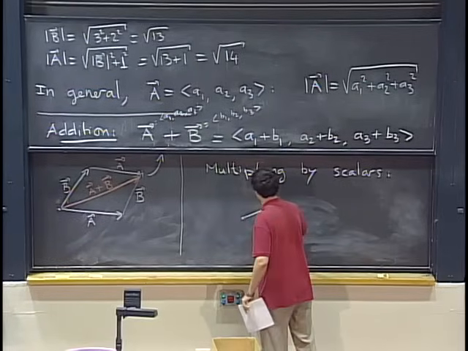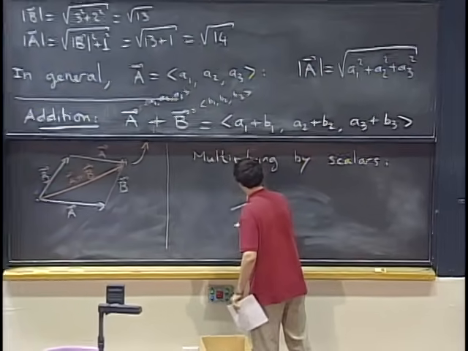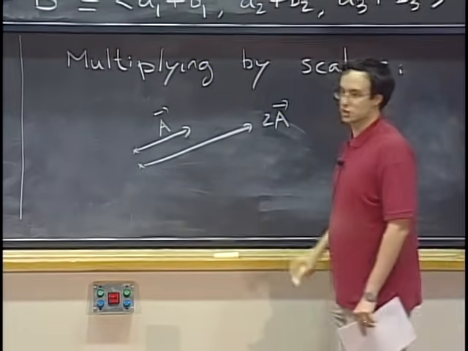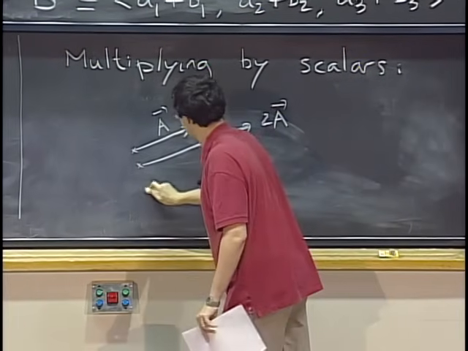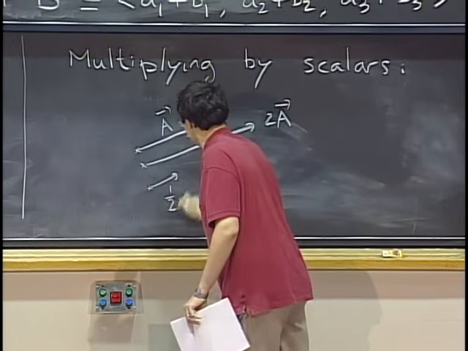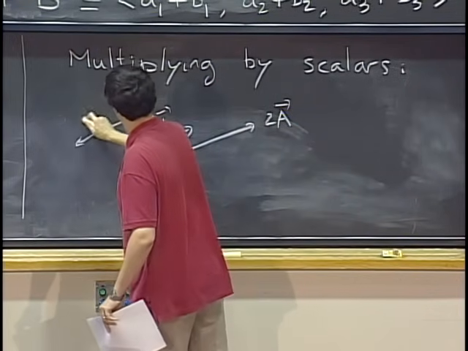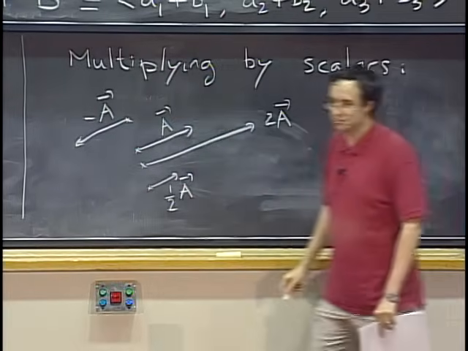If you have a vector A, then you can form a vector 2A just by making it go twice as far in the same direction. Or we can make half A, more modestly. Or we can even make minus A, and so on.